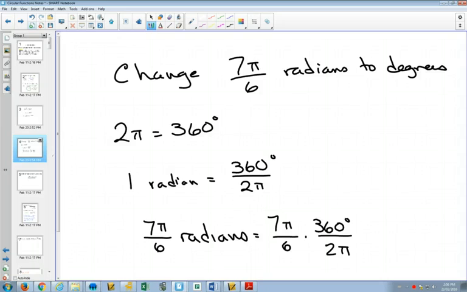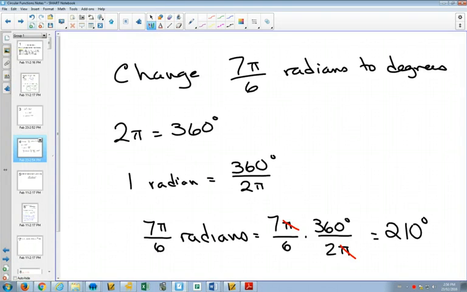And if we simplify this, you'll see that your pi's will go away. 360 divided by 2 is 180. 180 divided by 6 is 30. 30 times 7 is 210 degrees. So that's using the steps.